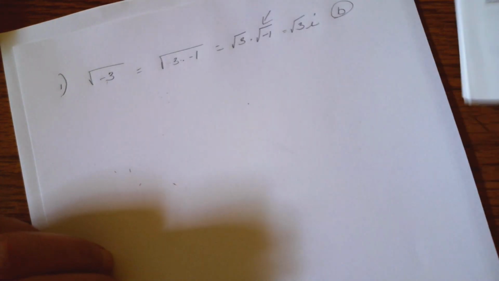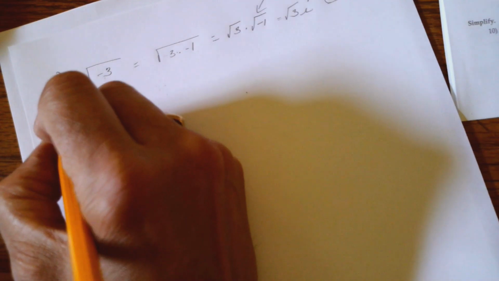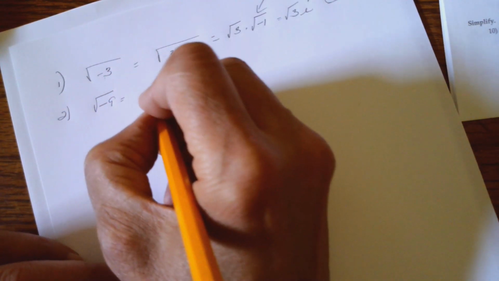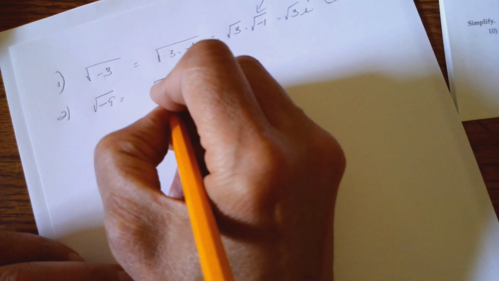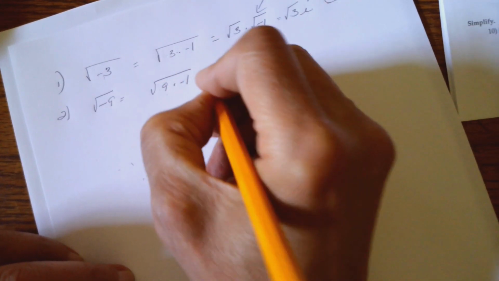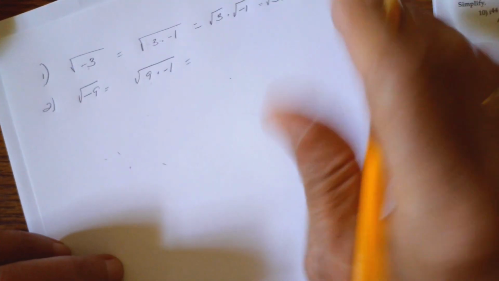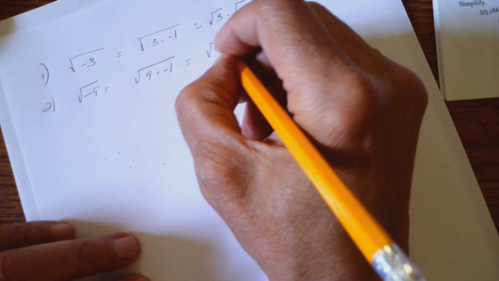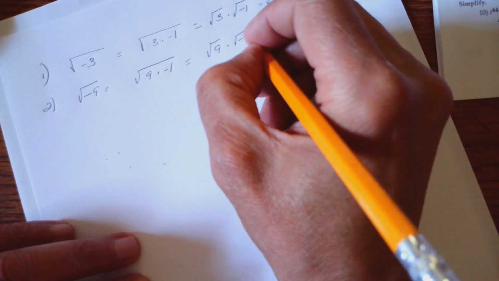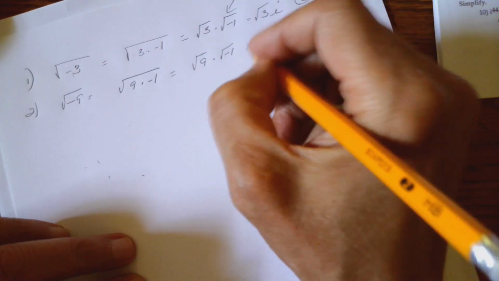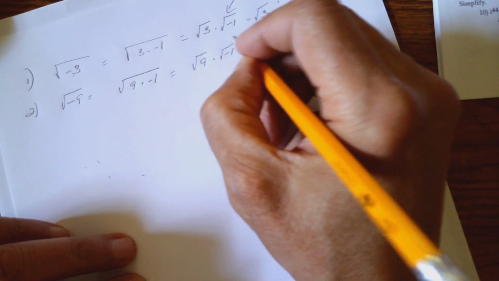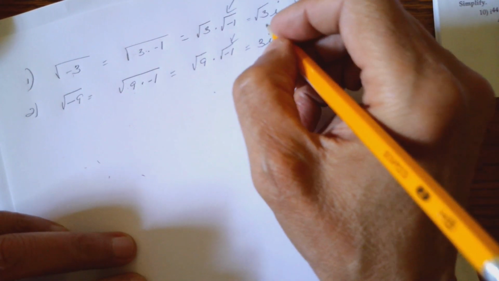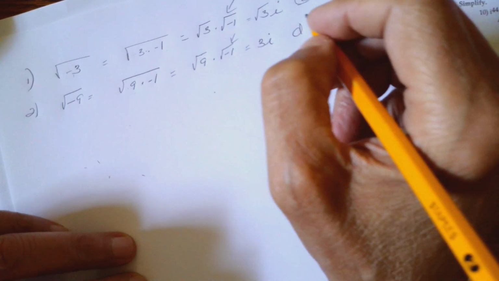Number 2, the square root of -9. I'm going to do the same procedure here. I'm going to write this as the square root of the product of 9 times -1, and then separate each of the factors under a separate radical. I'll write this as the square root of 9 times the square root of -1. 9 is a perfect square, it's the whole number 3, and by definition, the square root of -1 is i. And that gives us letter D, 3i.